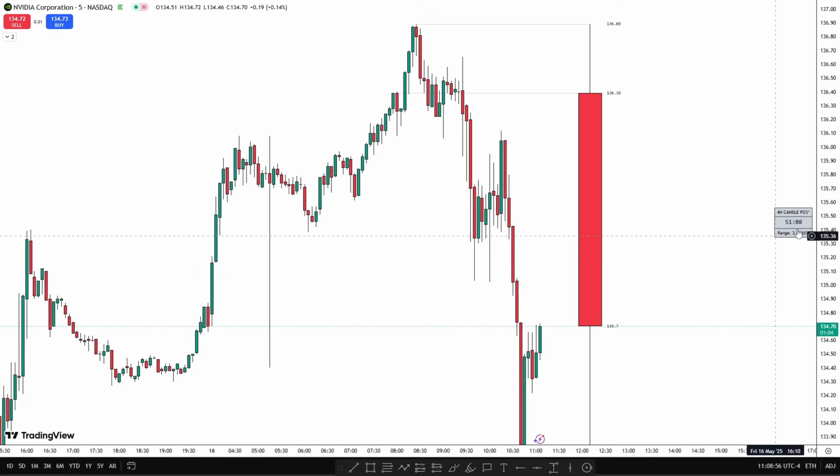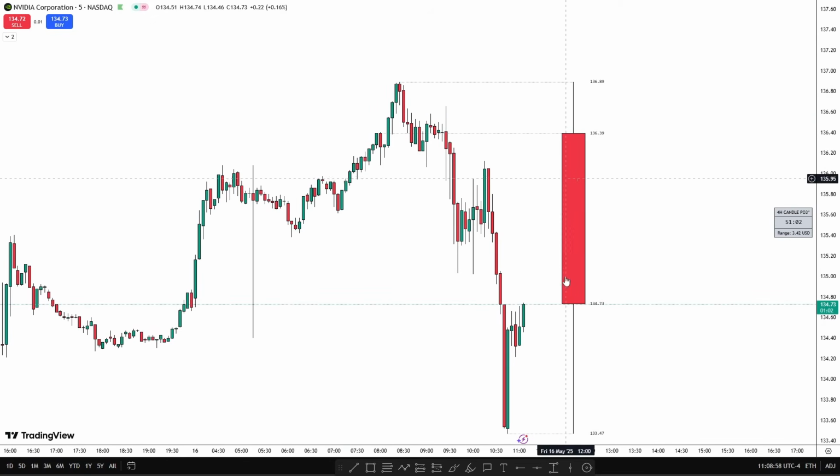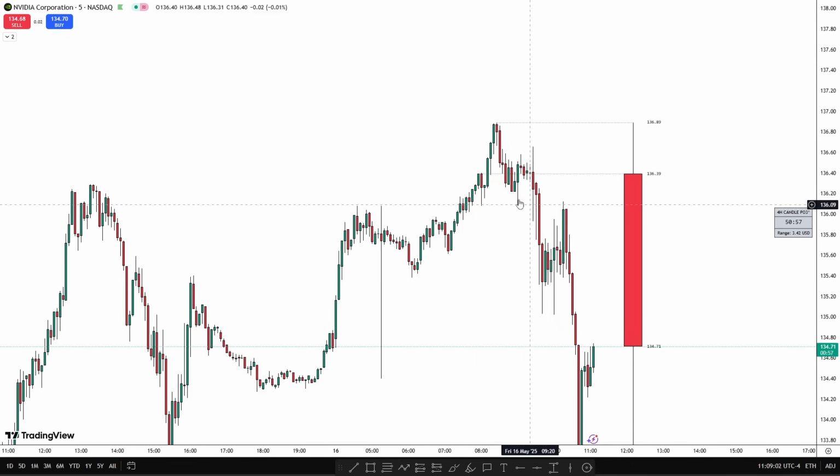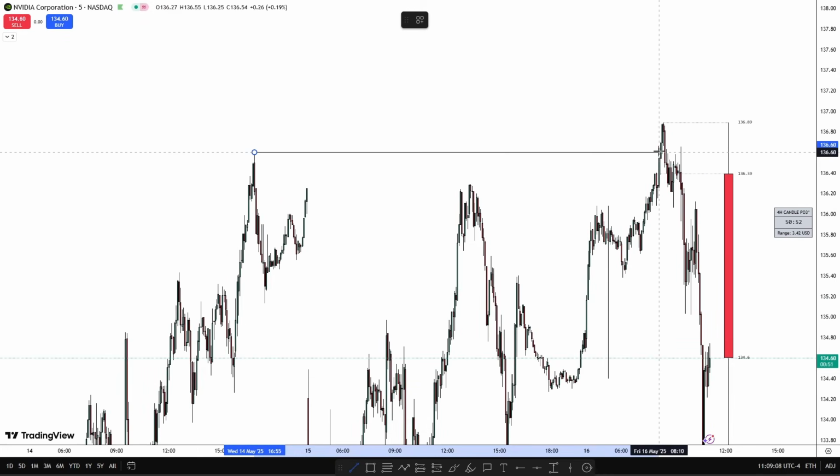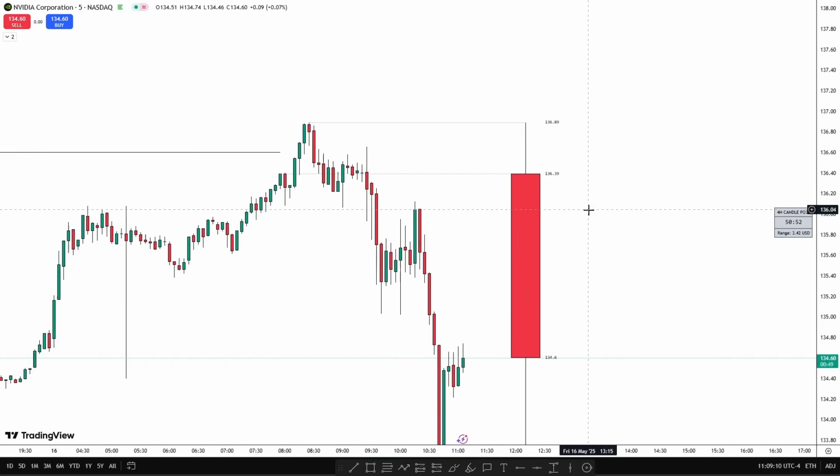Okay, so now I'm going to be going through an example of how I use this to catch a trade on NVIDIA. So right here, as you can see, the new 4-hour candle opened. We put in our high. What did we do when putting in our high? We swept this buy side liquidity up here.